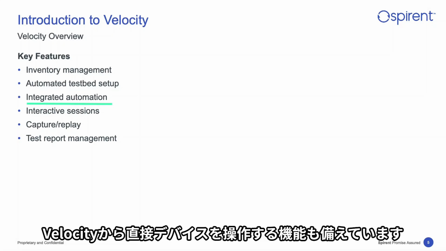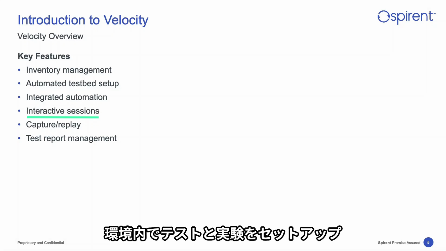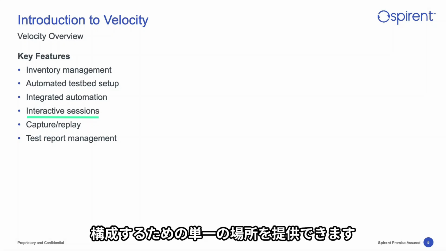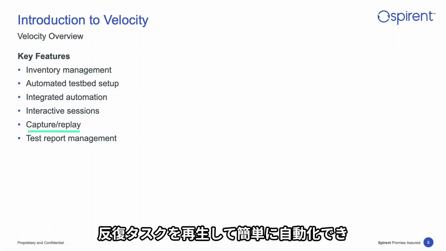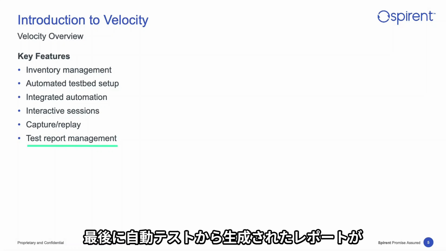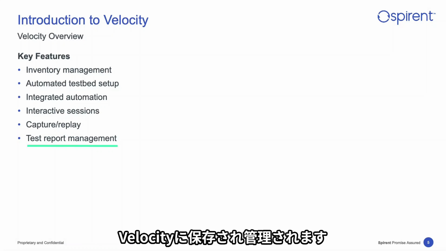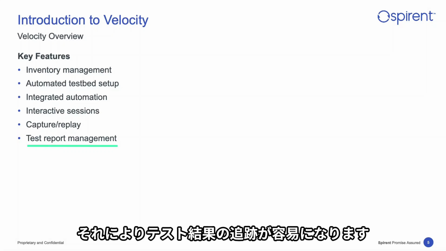Together with the ability to interact with devices directly from Velocity, it can offer a single location to set up, configure, test, and experiment in your environment. The interactive sessions are captured so that work and troubleshooting sessions can be tracked and documented. Repetitive tasks can be replayed and easily automated. And finally, reports generated from automated testing are stored and managed within Velocity, making it easy to track testing results over time.